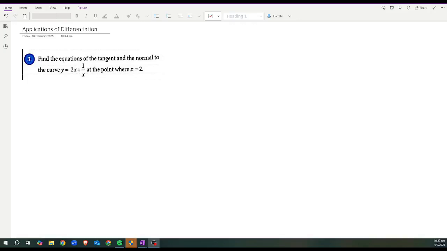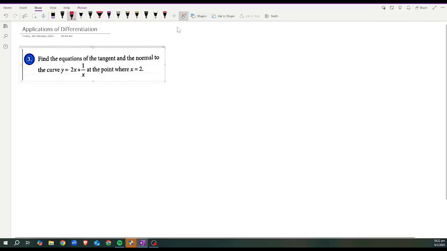This is a question under the topic of applications of differentiation. To solve this question, you need to recall how to form the equation of a straight line given its gradient and a single point on the line. Okay, so just a quick recap of how to do that.